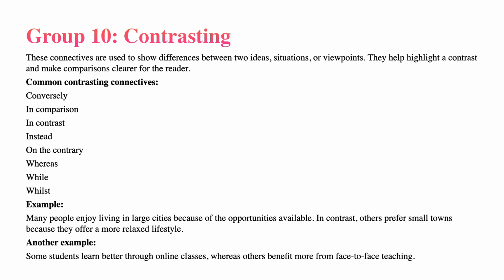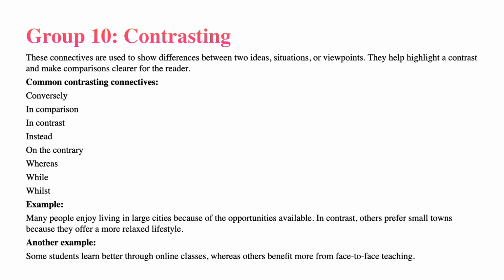Let's look at our first example. Many people enjoy living in large cities because of the opportunities available. In contrast, others prefer small towns because they offer a more relaxed lifestyle. Here, "in contrast" shows the difference between the two preferences. One group prefers city life while another prefers life in a small town.